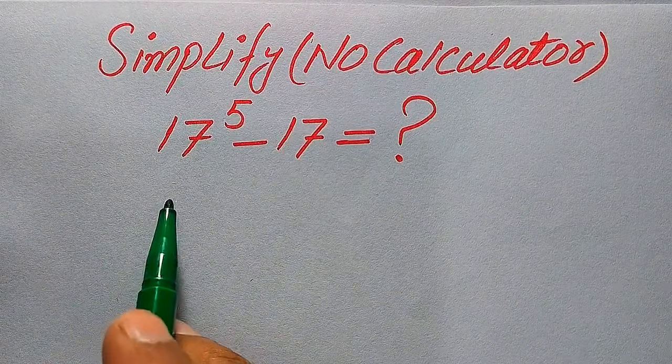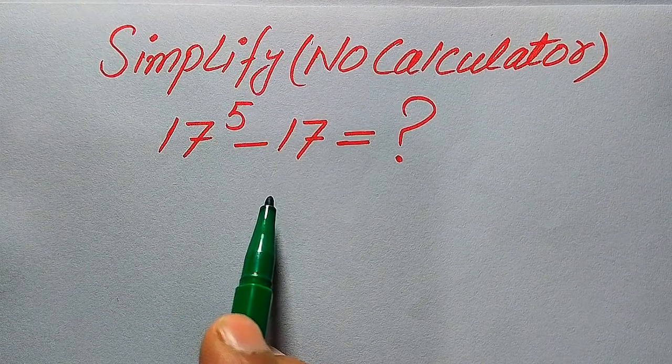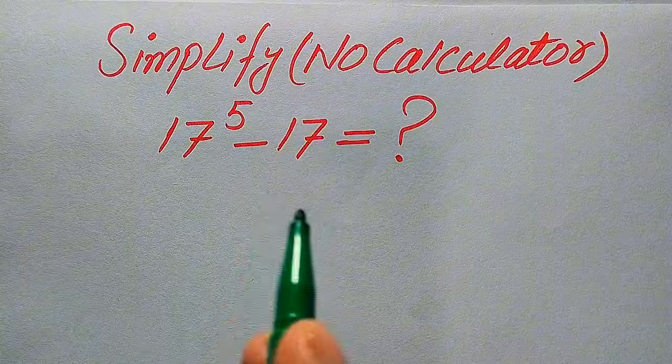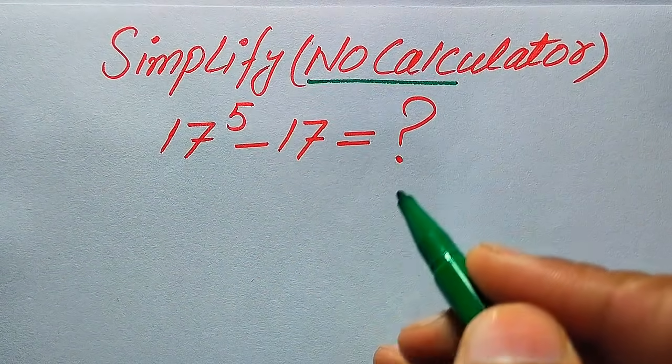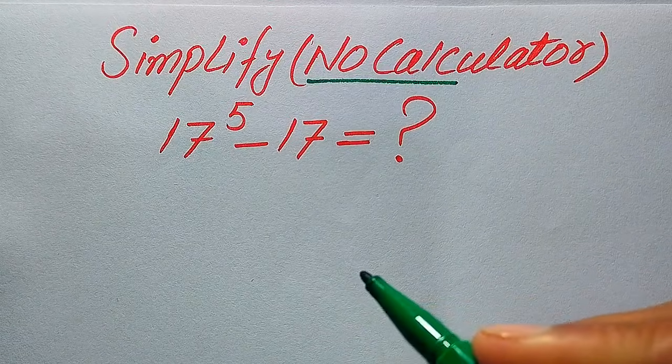So here we have 17 to the power of 5 minus 17. We write this algebraic expression into the simplified form. But remember one thing: calculator is not allowed in this problem. This means that we need to show all of the working on this paper.